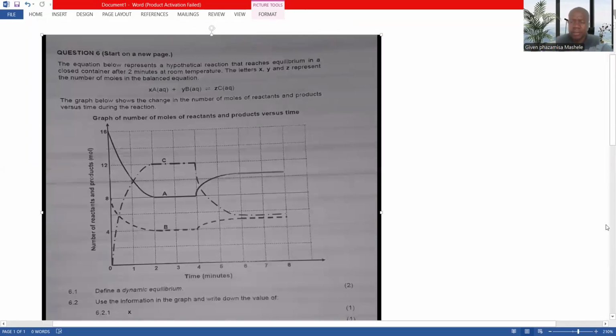It says the equation below represents a hypothetical reaction that reaches equilibrium in the container after 2 minutes, somewhere here from the graph. And sometimes if you want to check where the reaction has reached equilibrium, you'll see in the graph that it's not increasing or decreasing, it's just constant. So it shows that it's between 2 minutes. Okay, fine. Let me just read the statement first, and we'll come back to this.